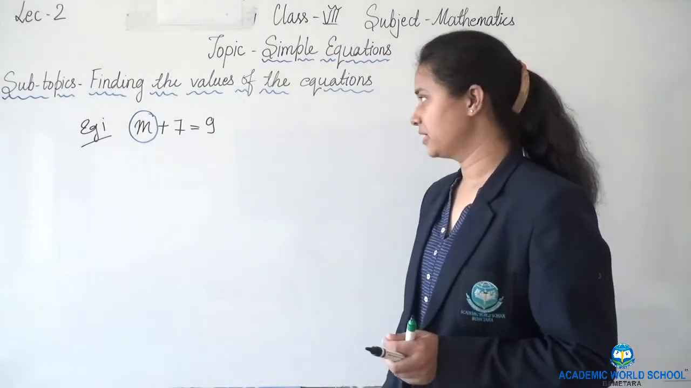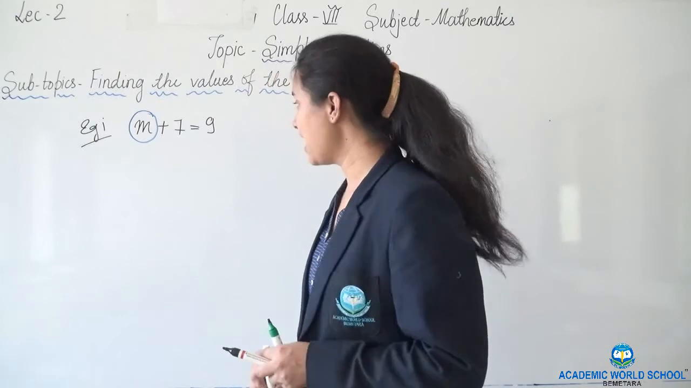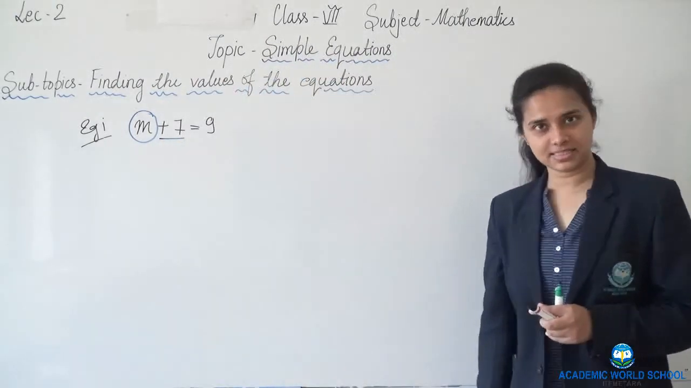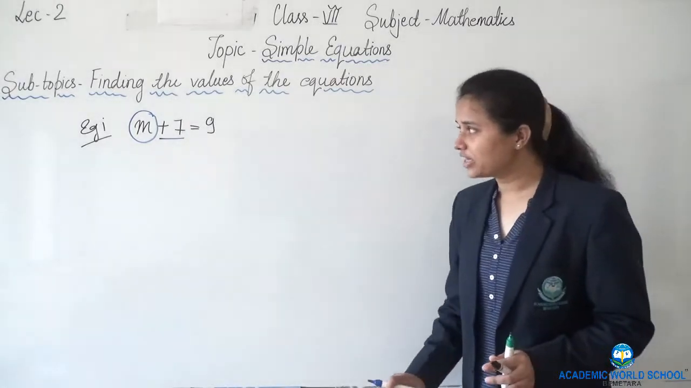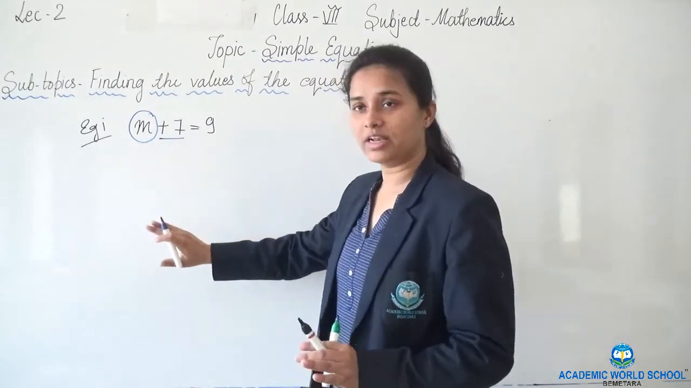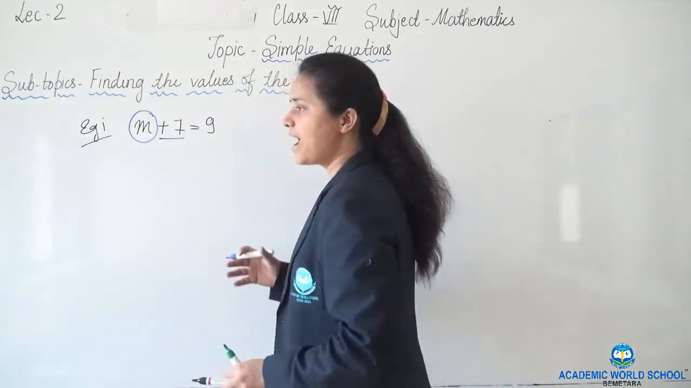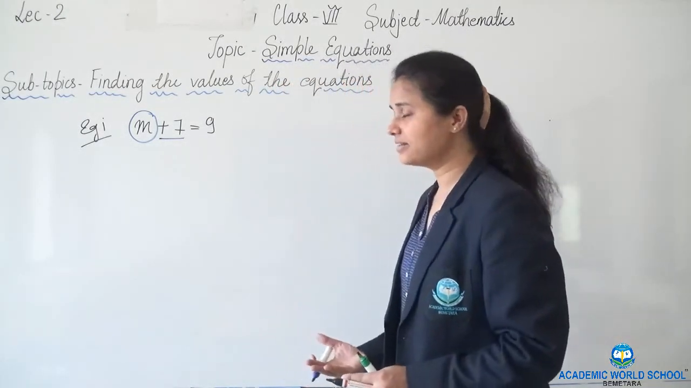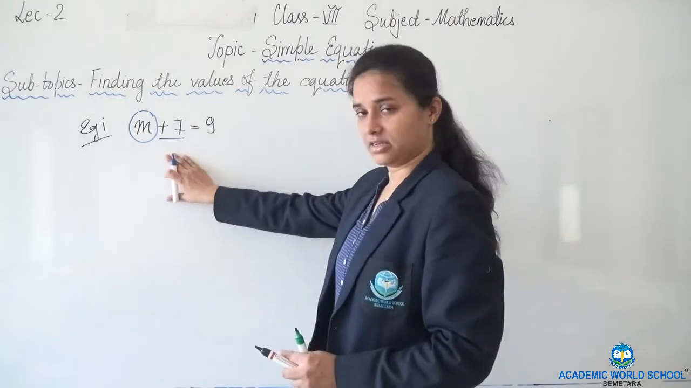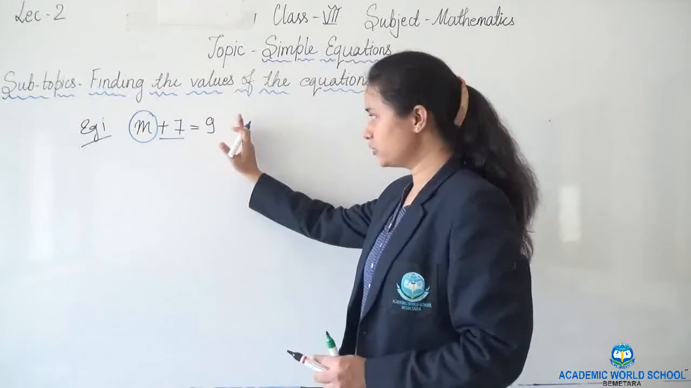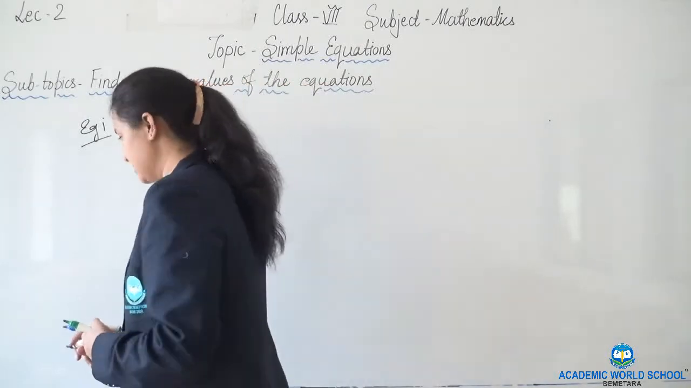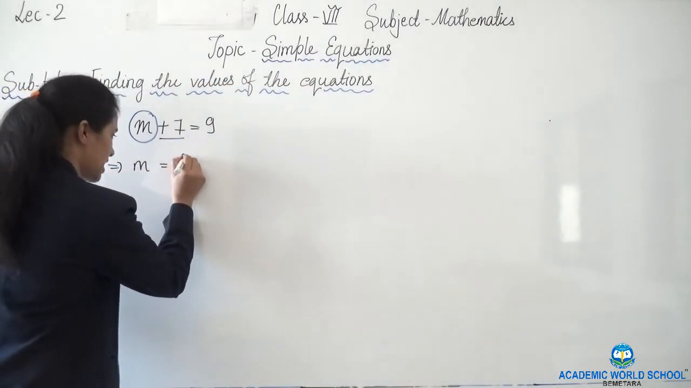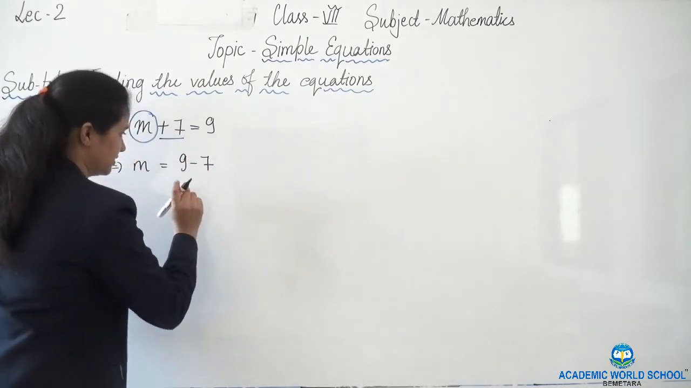Now how to find it? With m we have plus 7. So we have to keep the variable m only in the left hand side and other numbers we will move to the right hand side. So plus 7 will move to RHS. So what we will get? m equals 9 minus 7.